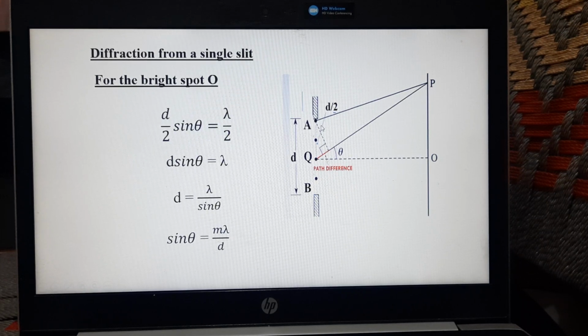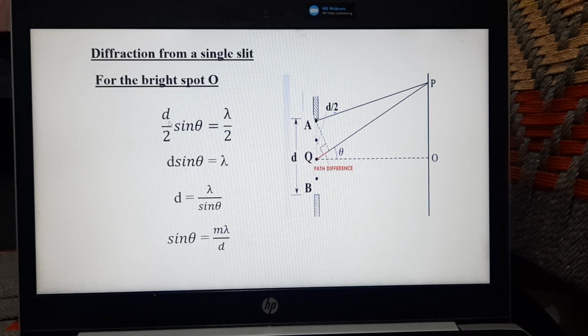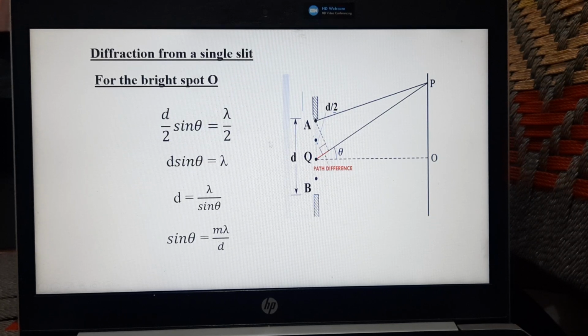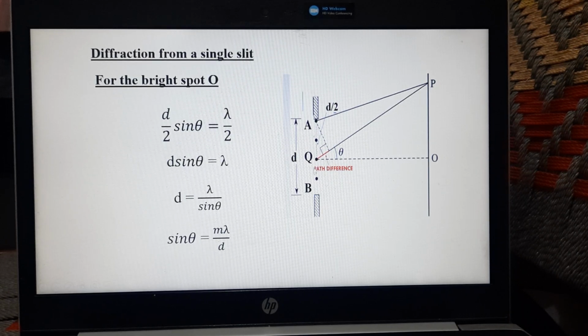If we consider the path difference between ray AP and ray QP, then the path difference will be calculated as d by 2 sine theta equal to lambda by 2. Here d by 2 is considered because this whole opening width is d and this distance is d by 2, because Q is the midpoint. So QA is d by 2, QB is d by 2. So we can consider either of them.